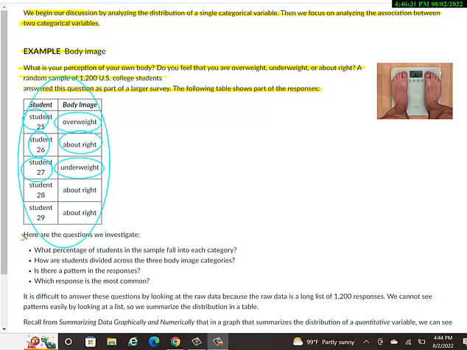Let's see. So here are the questions we investigate. First, what percentage of students in this sample fall into each category? How are students divided across the 3 body image categories? Is there a pattern in these responses? Which response is the most common?